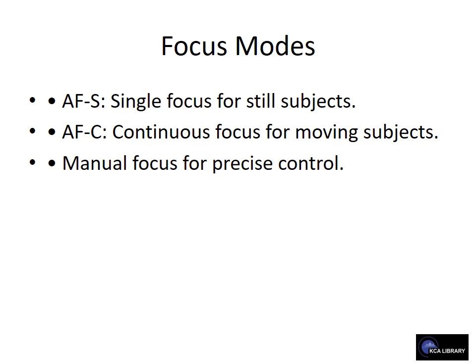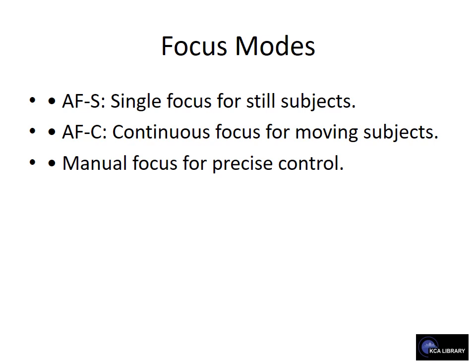Now for your AFS, that's the single shot focus. It focuses only when you have pressed the shutter button and it locks the focus. So if the subject moves, the focus will not change, and it's best for stationary subjects like portrait or landscape. Then for your continuous autofocus, that's your AFC, it continuously refocuses on the subject as long as the shutter button is half pressed. So if you're doing sport, wildlife, or a person that is walking, that's good.